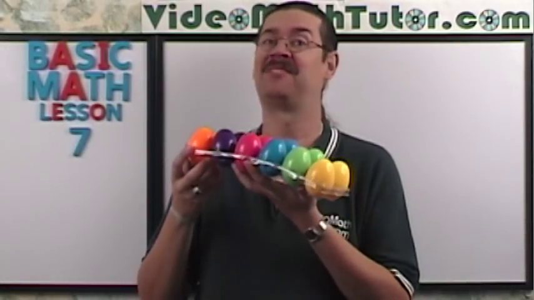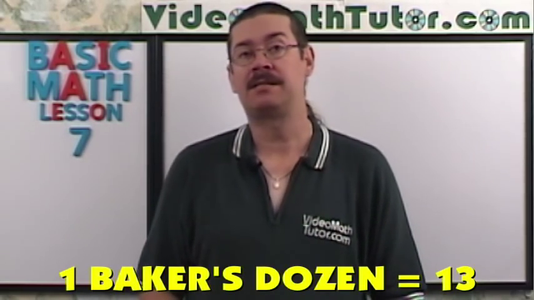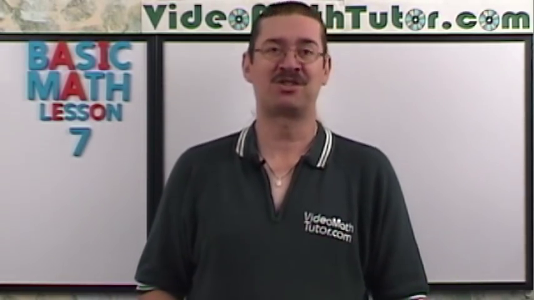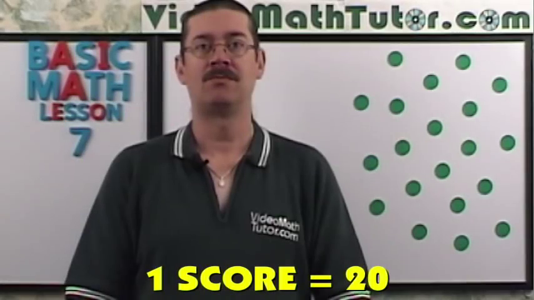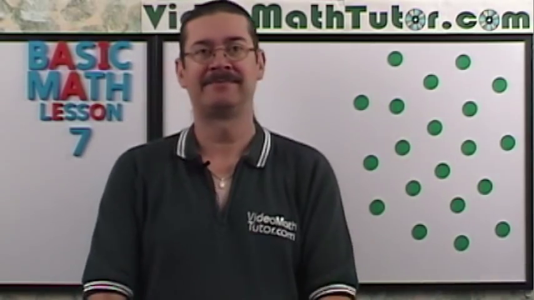One dozen, like eggs here, is equal to 12. One baker's dozen is 13. Just add one more to the batch. 1 score is equal to 20. For example, the number of dots right here.